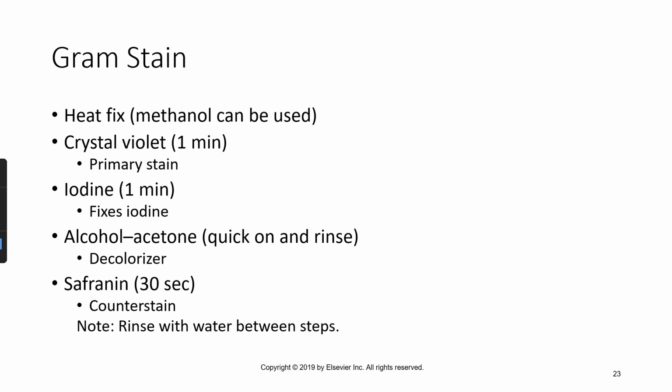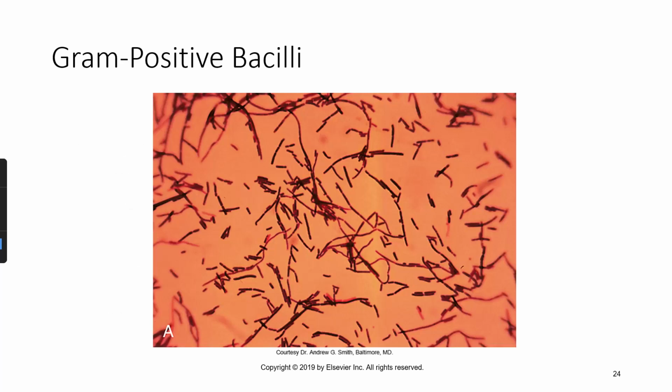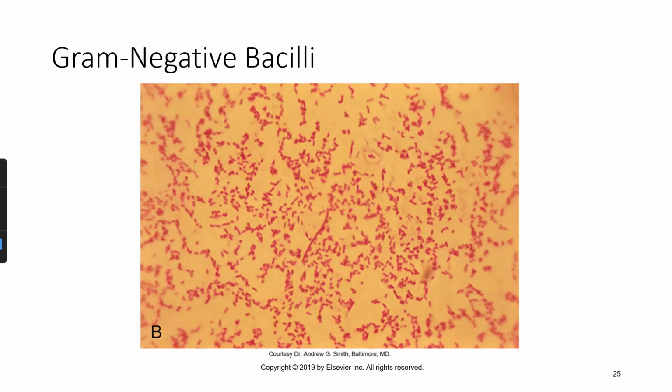Safranin. Safranin you're going to put on for 30 seconds. That's your counterstain. And then you're going to rinse that off and blot it dry with some bibulous paper and throw it on the microscope and look at it under the low power and then go all the way up to 100x with oil. This is a sample representative of gram-positive bacilli, and this is a sample representative of gram-negative bacilli.